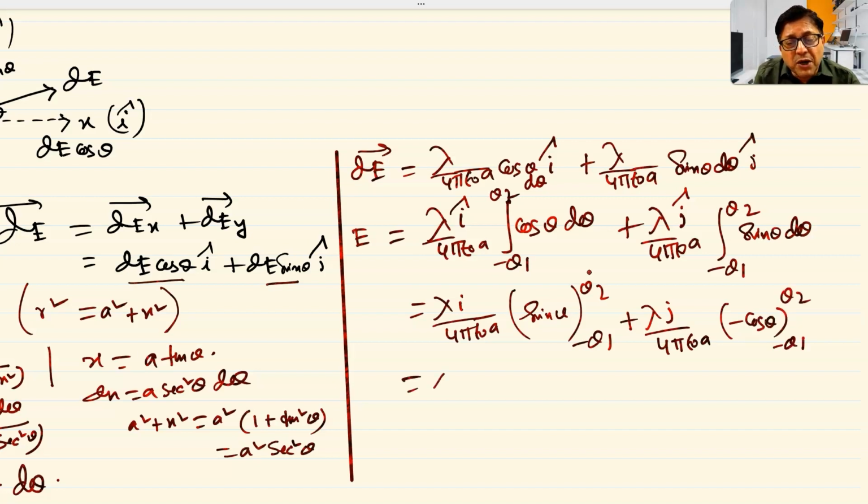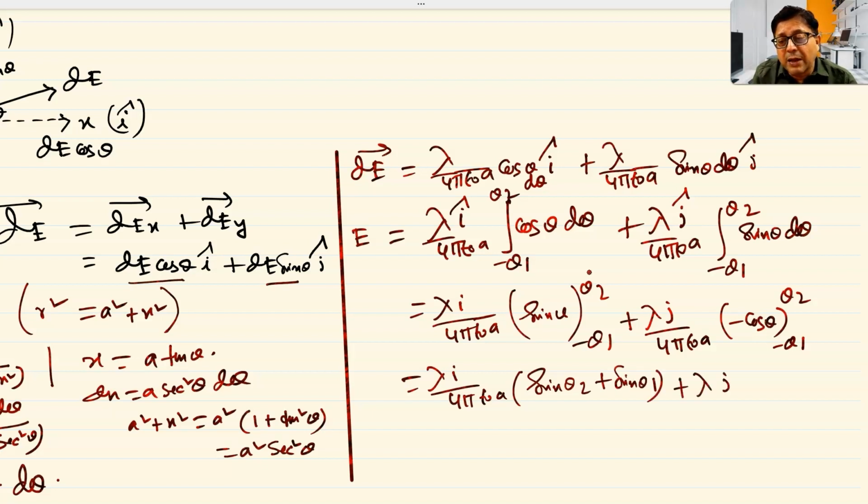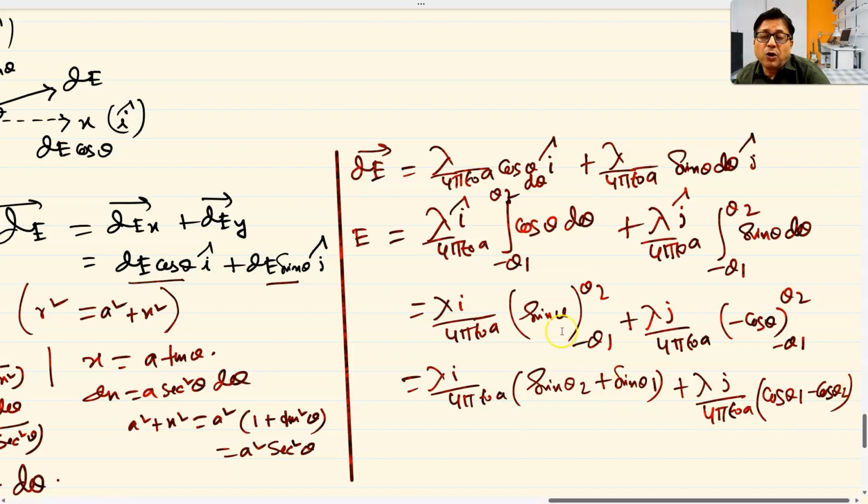Just do upper minus lower: lambda by 4 pi epsilon-0 a, sin theta 2 minus sin of minus theta 1, which is plus, so it will be sin theta 1, plus lambda j by 4 pi epsilon-0 a. This one is negative, minus minus plus, so cos theta 1 minus cos theta 2. Okay?